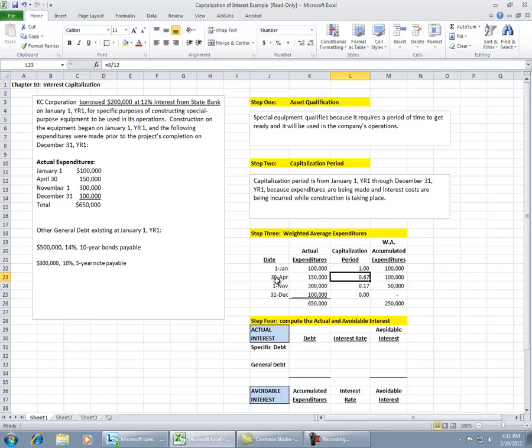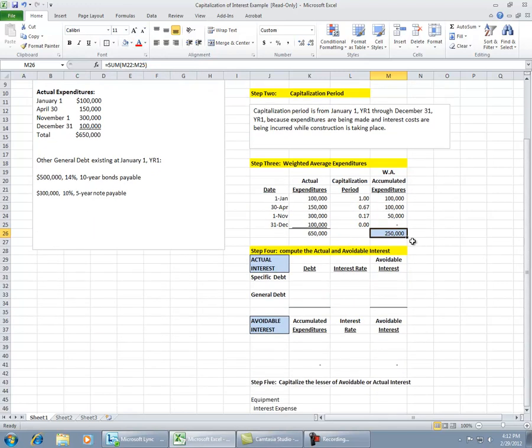In the second case, because the expenditure was made on April 30th, January, February, March, and April, 4 months weren't applicable. So you can see I took 8 and divided by 12. The next one, the expenditure took place on November 1st, so I've got 2 months out of 12. And the last one, because the expenditure took place on December 31st, there's no effect in that year. The last column is determined by just taking the actual expenditures and multiplying by this capitalization period. Then we simply add these up and we get 250,000. That's the only number that we're going to use from this table in this lower segment. So 250,000 of weighted average expenditures. We'll drop that in a little bit.